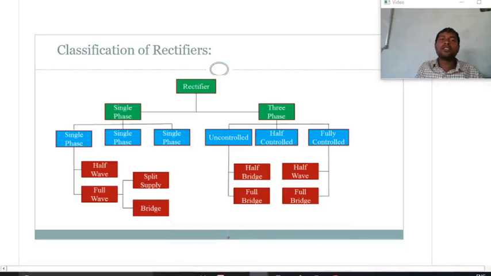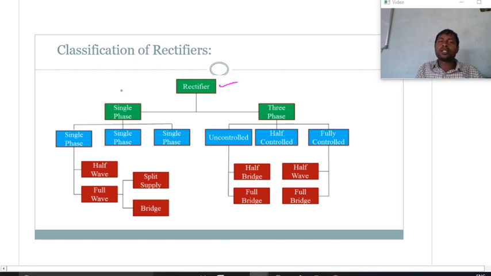Hello viewers, in this session I cover the classification of rectifiers based on different parameters. This is the most important topic in power electronics, and it is also the most practically used in our applications in the modern world. By using these rectifiers, there are many advantages. So first is the classification of rectifiers.